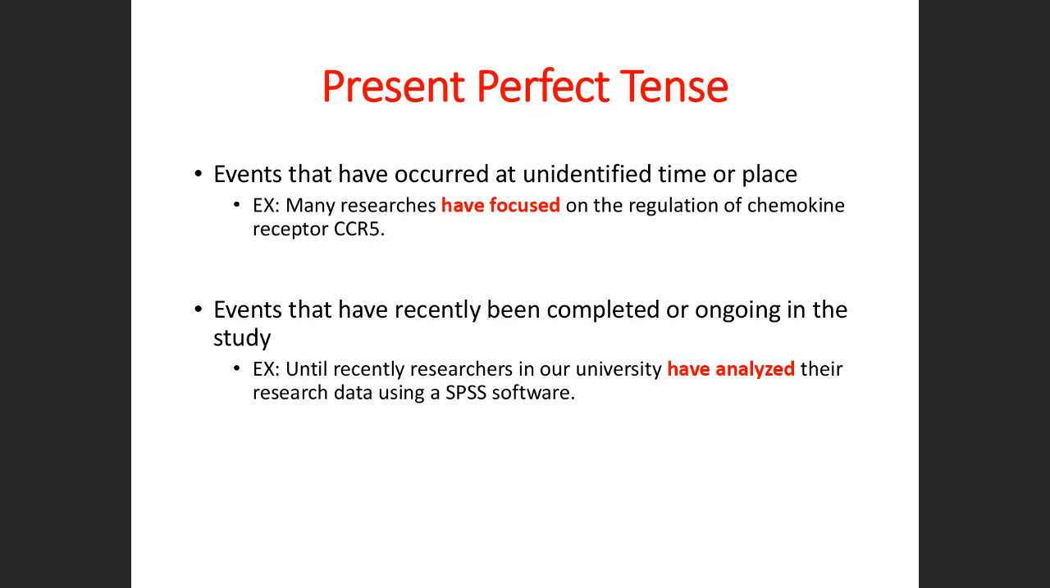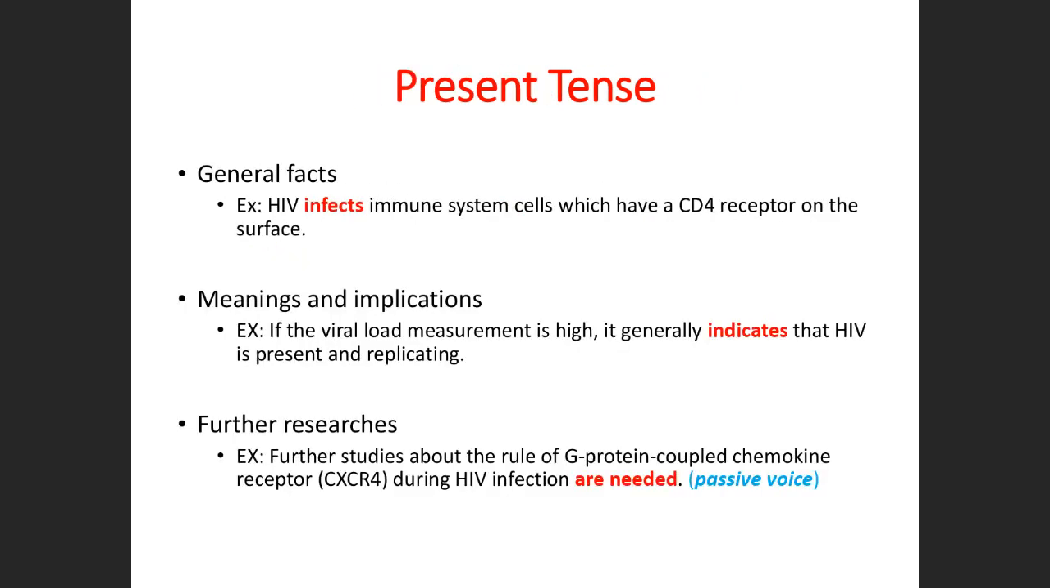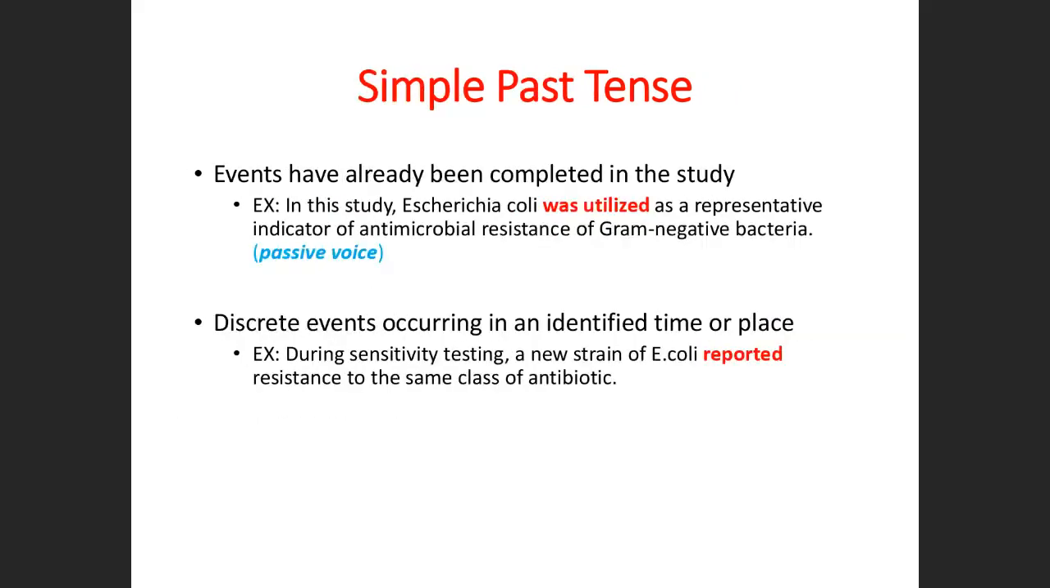You can also use it in events that have recently been completed or are ongoing, meaning yet to be completed. You can say, until recently, researchers in our university have analyzed their research data using SPSS software. So you can use simple past, you can use present perfect tense, and you can use present tense. Okay.